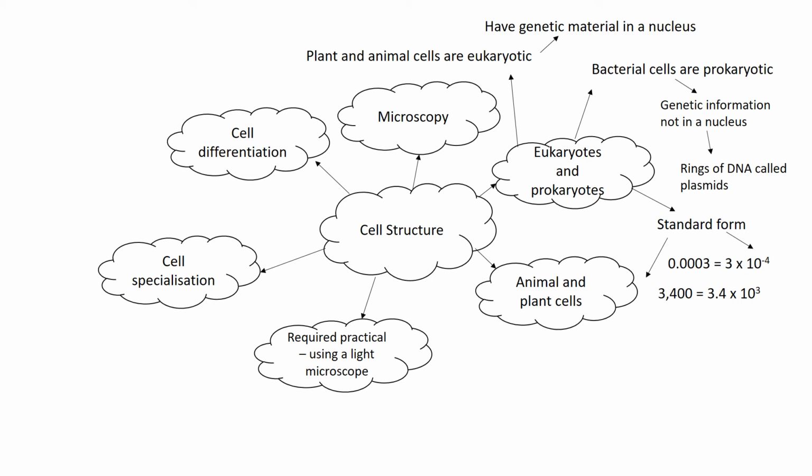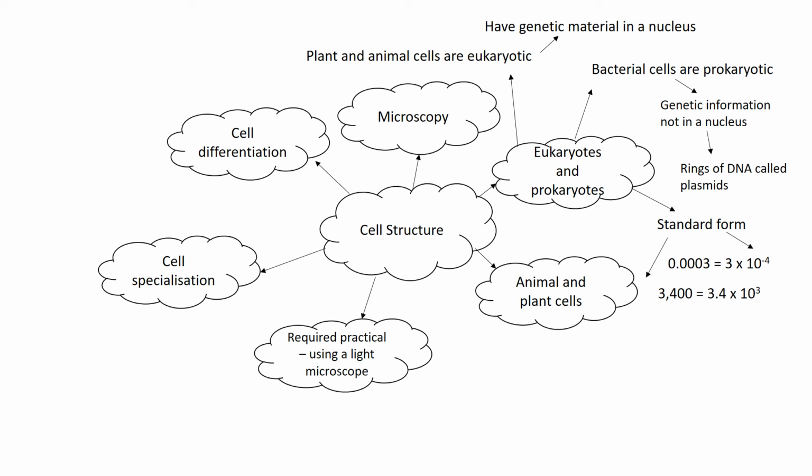The next one is animal and plant cells. Then there's a bit about the required practical, which is using a light microscope. Cell specialization, cell differentiation, and microscopy. So using the equation to work out magnification. Now you can see that there's a lot of bubbles on here, and if I'd carried on the way that I had been doing it, it wouldn't all fit. But obviously I've had to do it so that you can read it, and it's on a lot smaller screen.